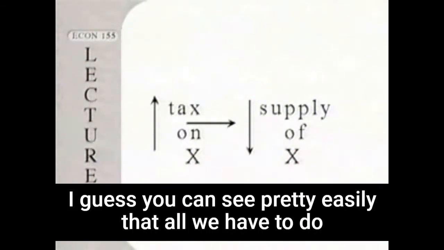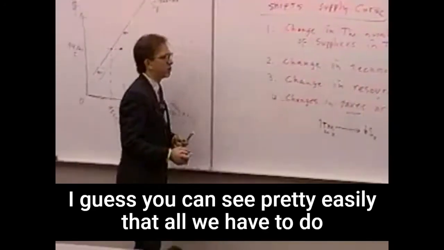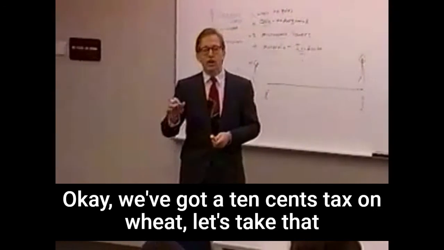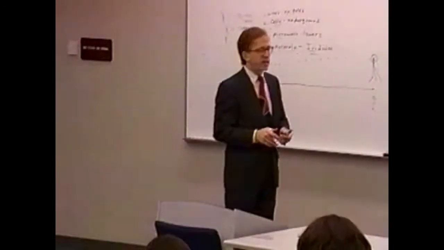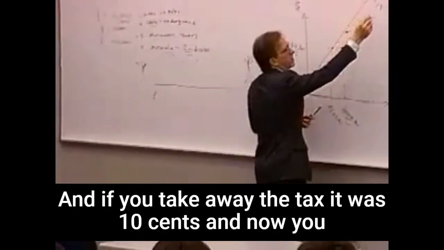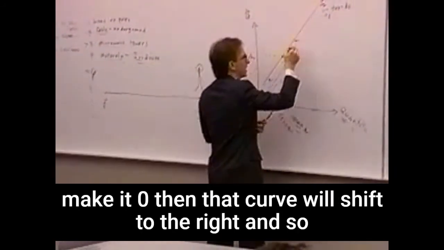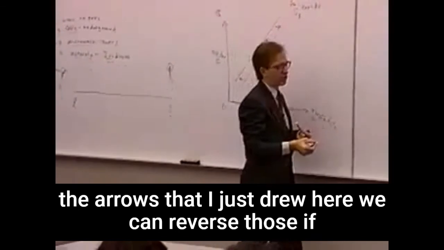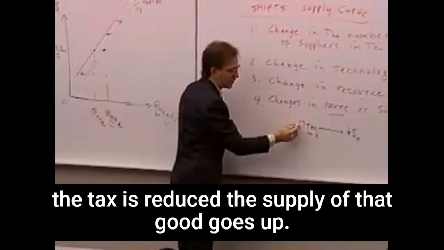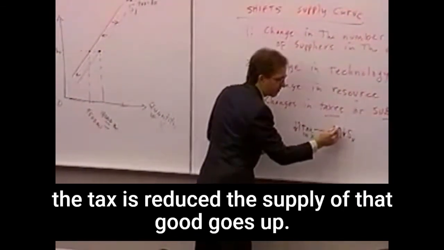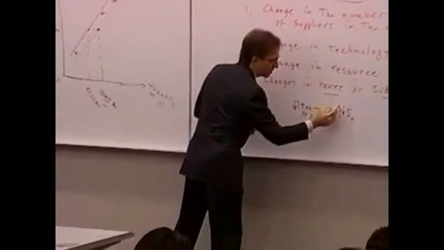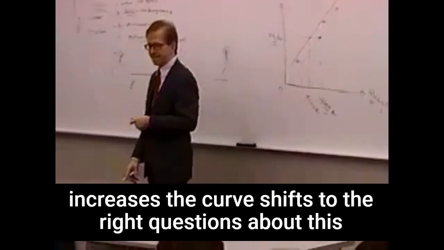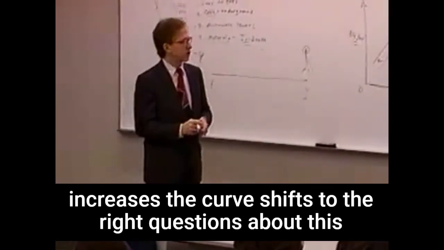I guess you can see pretty easily that all we have to do is talk about reversing the tax. Okay, we've got a 10 cents tax on wheat. Let's take that tax away. And if you take away the tax, it was 10 cents, and now you make it 0, then that curve will shift to the right. And so the arrows that I just drew here, we can reverse those. If the tax is reduced, the supply of that good goes up or increases. The curve shifts to the right. Questions about this?